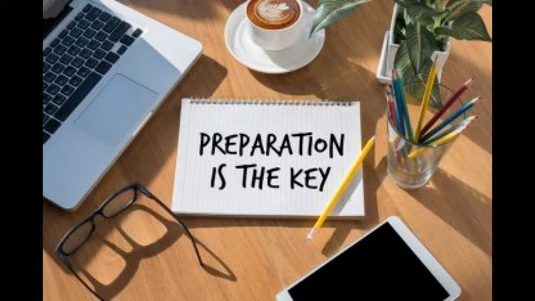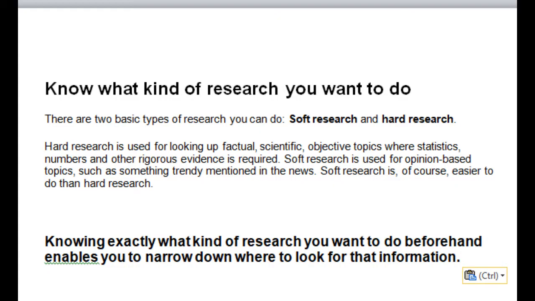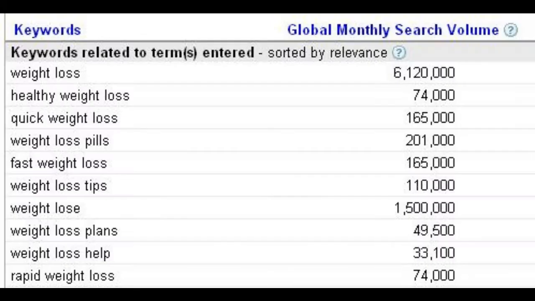Know what kind of research you want to do. There are two basic types of research you can do: soft and hard research. Hard research is used for looking up factual, scientific, objective topics where statistics, numbers, and other rigorous evidence is required. Soft research is used for opinion based topics such as something trendy mentioned in the news. Soft research is, of course, easier to do than hard research. Knowing exactly what kind of research you want to do beforehand enables you to narrow down where to look for that information.